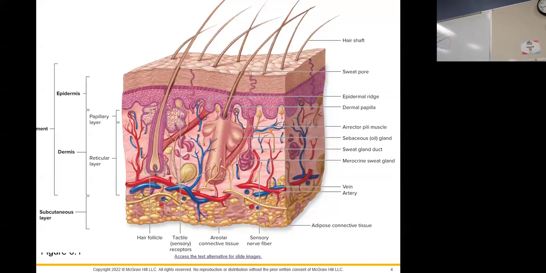The epidermis is our outer layer, and it is stratified squamous epithelium. What do you think that we are getting? What functions are we gaining by the fact that we are made out of stratified squamous epithelium?